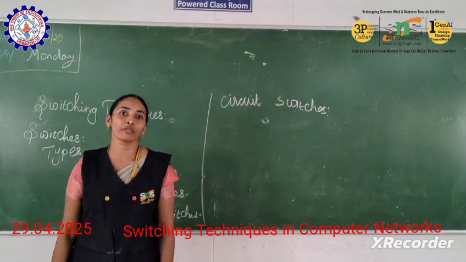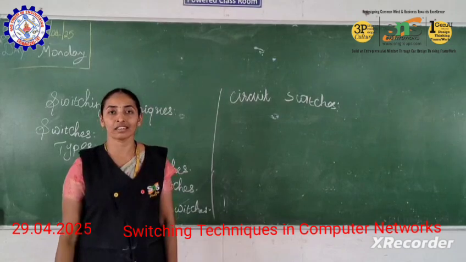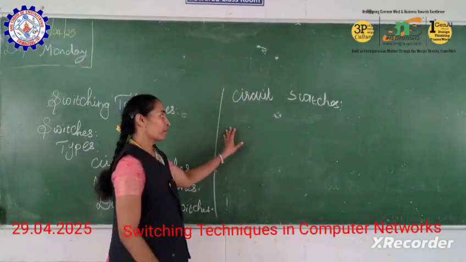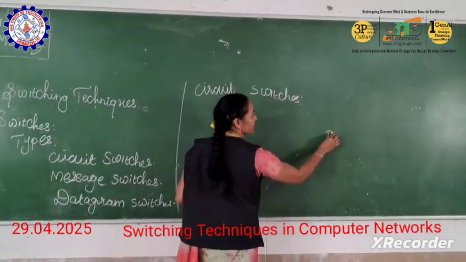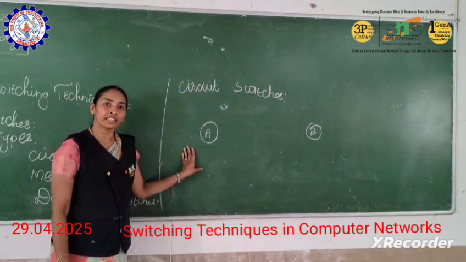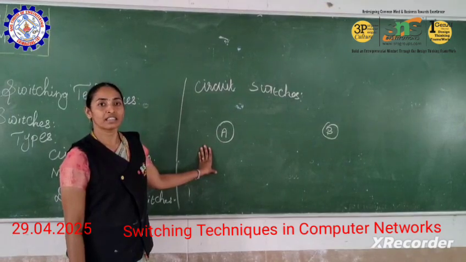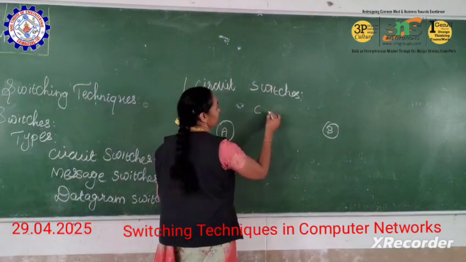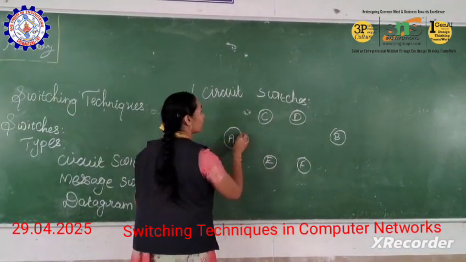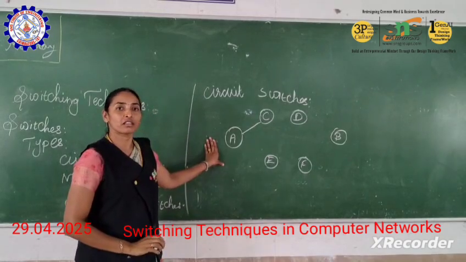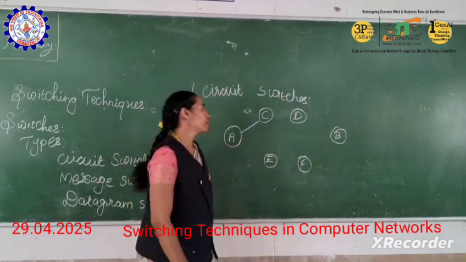In circuit switching, we have to establish a connection or path between two communicating devices, that means the source and the destination. Let's draw the diagram. Let us consider A is the source node and B is the destination node, and there are many intermediate nodes available in the network. Each and every node denotes a device. The concept of circuit switching is to establish a path or circuit between the A and B nodes.